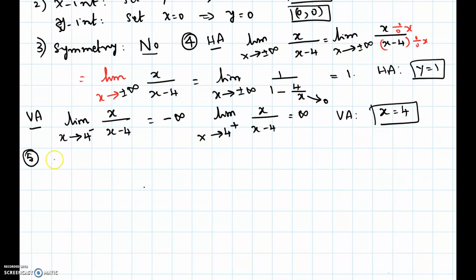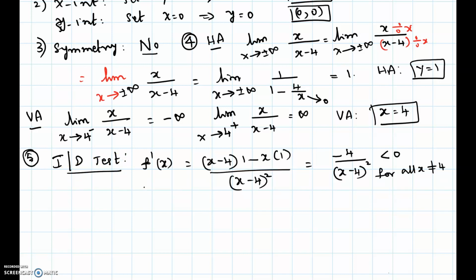Whether the graph is increasing or decreasing is decided by the first derivative. We will find the first derivative by applying the quotient rule: denominator times derivative of numerator minus numerator times derivative of denominator, divided by denominator squared. We get negative 4 over x minus 4 squared. The denominator is always positive. The numerator is always negative. So this will be less than 0 whenever x is not equal to 4.